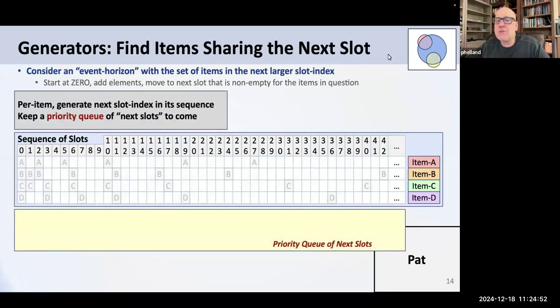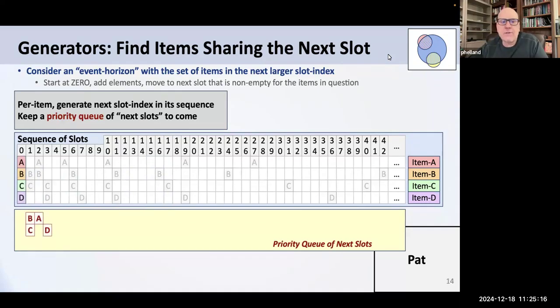So there's a notion of a generator. How can I find the items that are sharing the next slot? If I can find the items sharing the next slot, I can XOR them together and I can make the next slot. Okay, so I can generate slots in the prefix. Think of an event horizon with the set of items in the next larger slot. Per item, generate the slot index in the sequence and keep a priority queue of what's next.